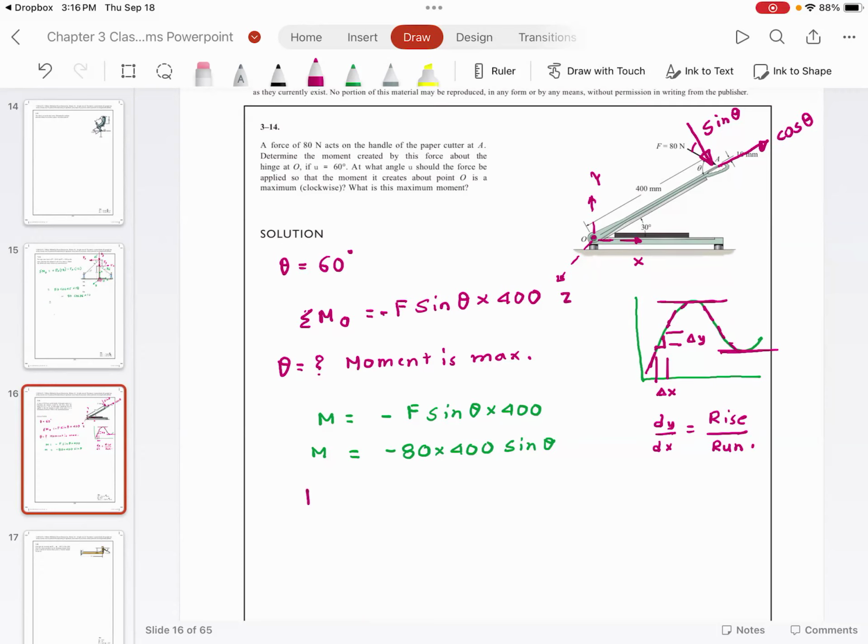So in this case, I would do dM/dx minus 3200. What is the derivative of sine? Cosine theta, and this needs to be equated to zero. So cosine theta is equal to 0. So theta is equal to 90 degrees. Do you agree with me?